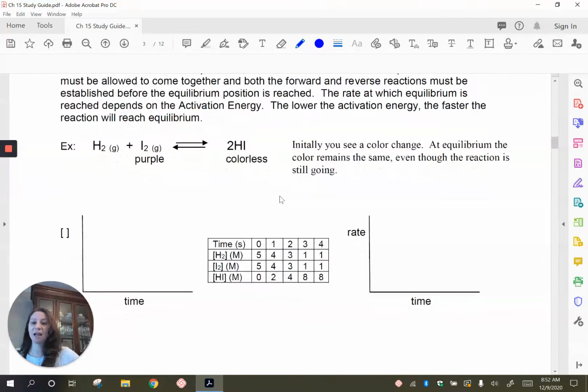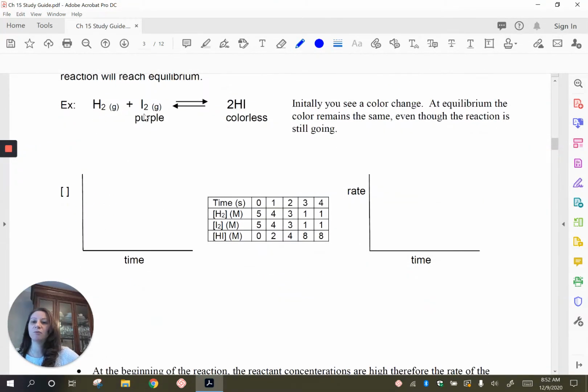So let's look at this reaction here. We have hydrogen reacting with iodine to form hydroiodic acid. Hydrogen and hydroiodic acid are colorless, but iodine is purple. And so when you react these together, because the reactants and the products have different colors, you will see a change in color initially as you start your reaction until you get to equilibrium.